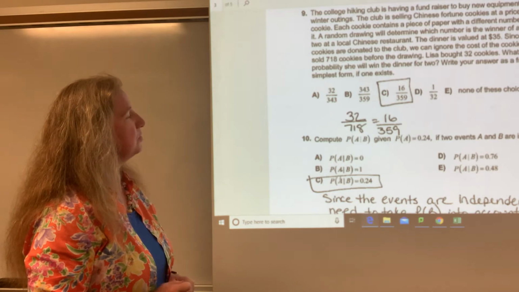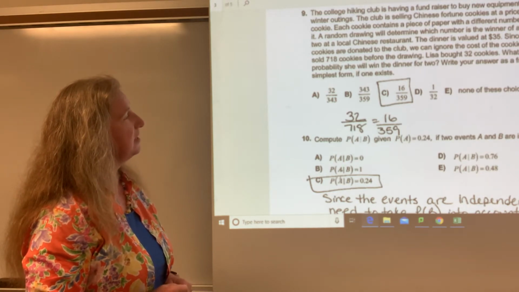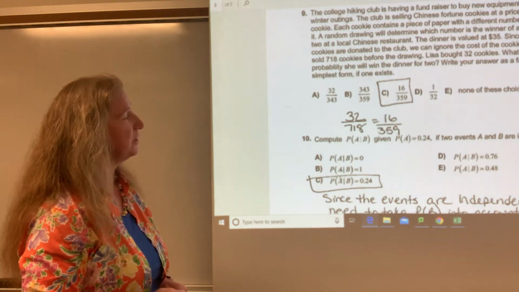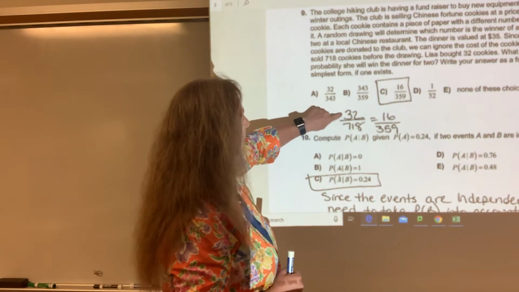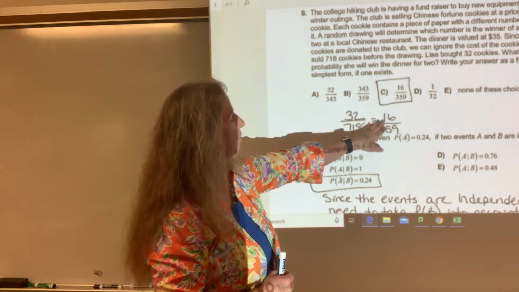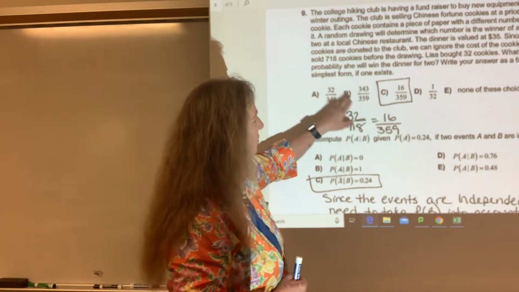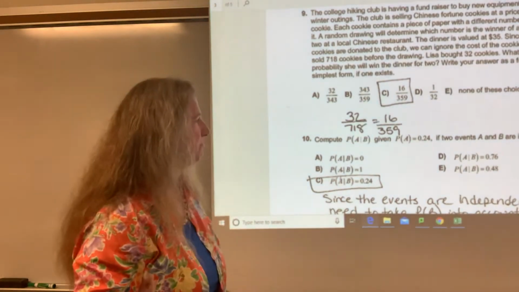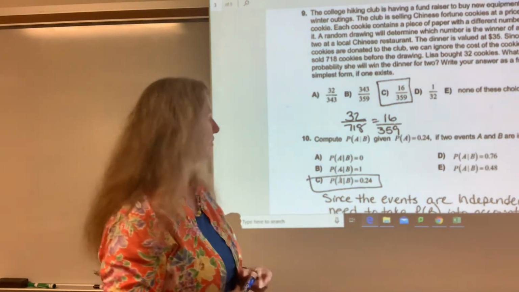The club sold 718 cookies before the drawing. Lisa bought 32. What is the probability that she'll win the dinner for 2? So she bought 32 out of 718. We reduce that, so it says write the fraction in its simplest form. We reduce that to 16 over 359. I could have also done it in a decimal format. That would be fine also.